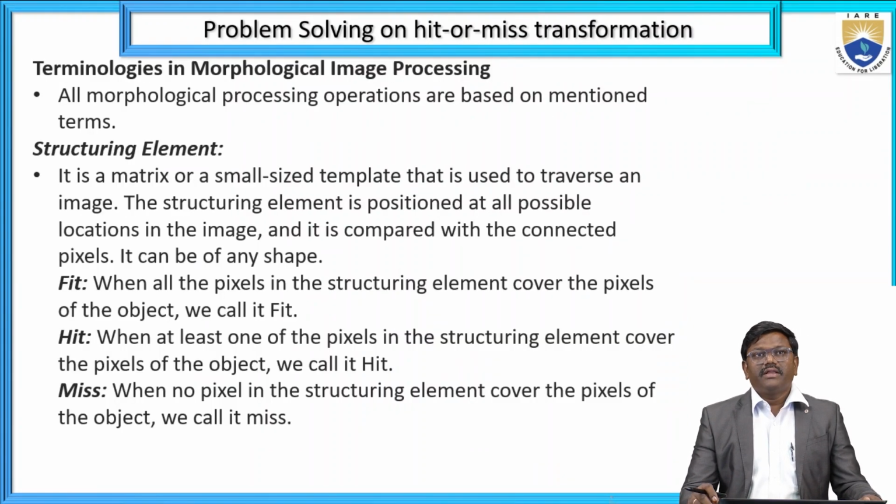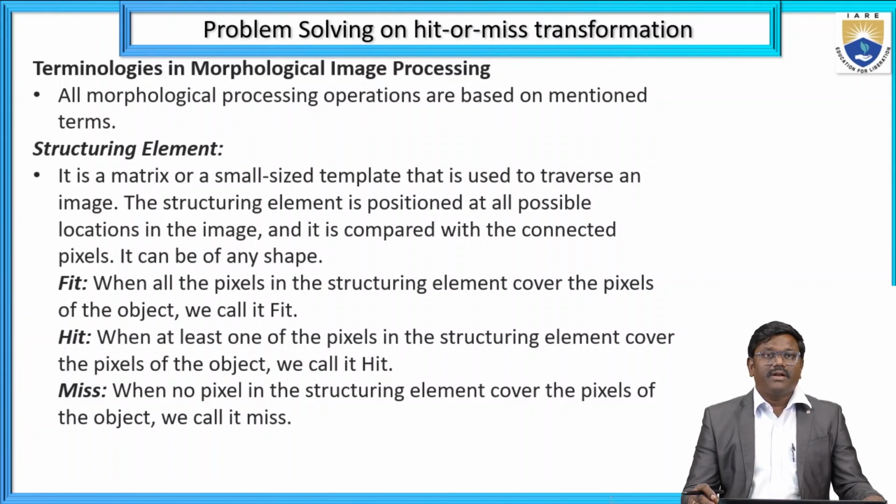So, as we see these terminologies in morphological image processing, all morphological processing operations are based on the mentioned terms. The structuring element is a matrix or a small-sized template that is used to traverse an image. The structuring element is positioned at all possible locations in the image, and it is compared with the connected pixels. It can be of any shape.